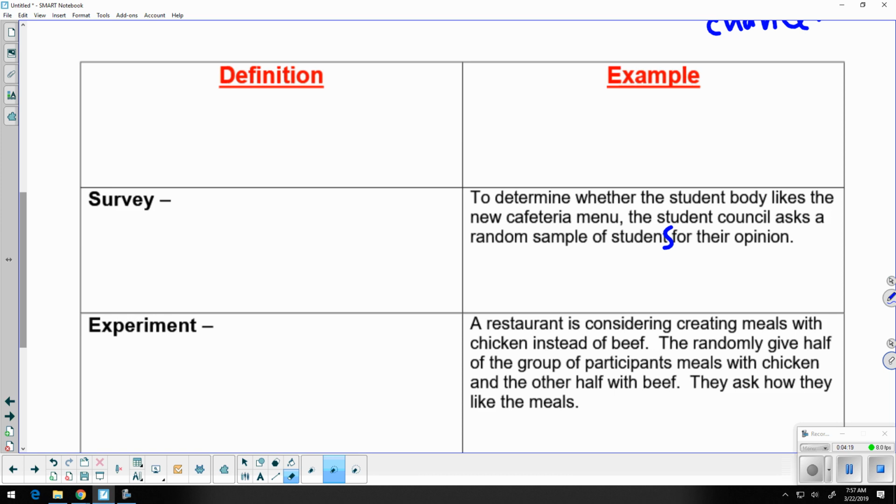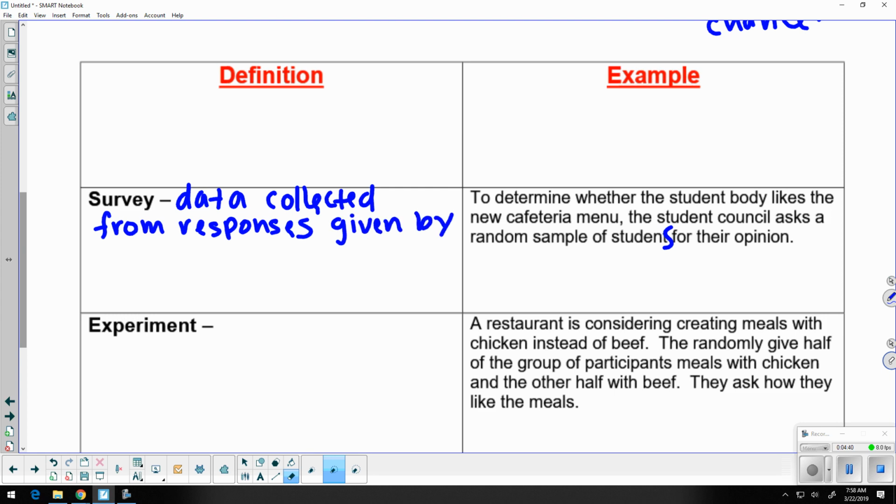That's an example of a survey, so let's put a definition to this. It's data that's collected from responses given by members of a population regarding their opinions.